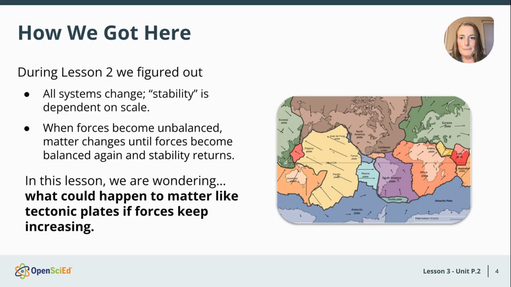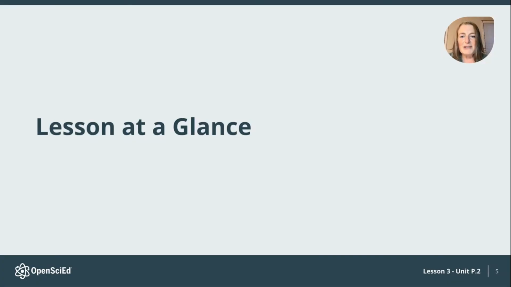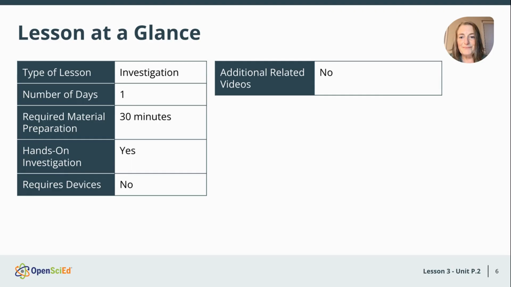Let's begin with how we got here. During Lesson 2, we experimented with forces on foam plates and experienced the cycle of stability to change back to stability. We figured out that unbalanced forces are associated with change in motion, and balanced forces are associated with stability or equilibrium. Let's start by taking a look at the lesson as a whole.